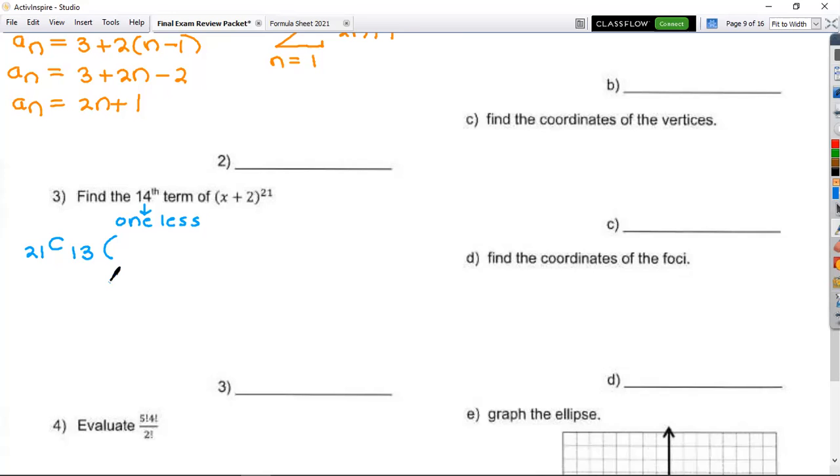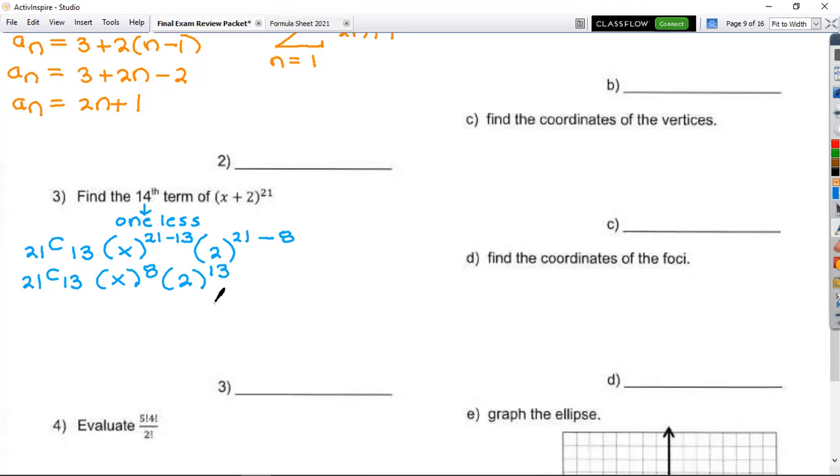So I take my first term, and I'm going to raise my first term to 21 minus 13. And then I'm going to raise my second term to 21 minus, again, whatever that would give me there. So that would be 8. All right, so I have 21 choose 13, and then this is going to be x raised to the 8th power, and this would be 2 raised to the 13th.